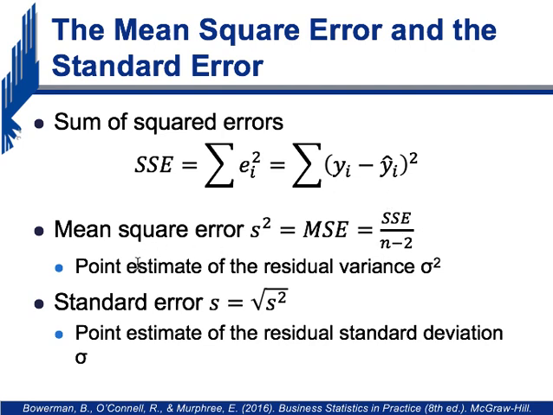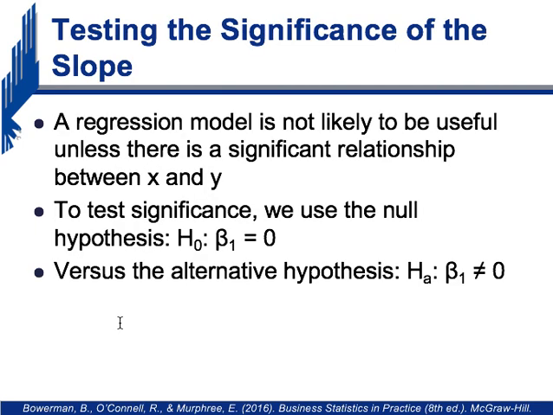And this is a point estimate of the residual variance, while the standard error S is the square root of the mean square error. And this is the point estimate of the residual standard deviation sigma. Now, a regression model is not likely to be useful unless we can say that the relationship between x and y is statistically significant.